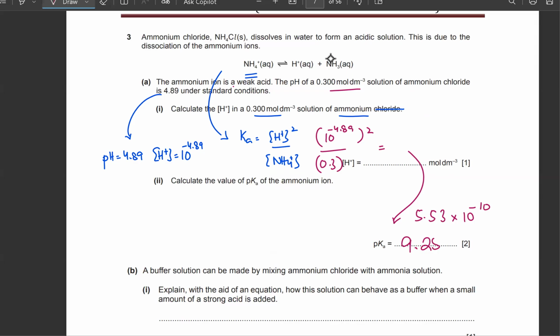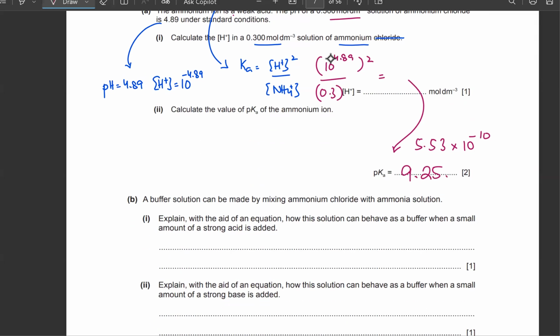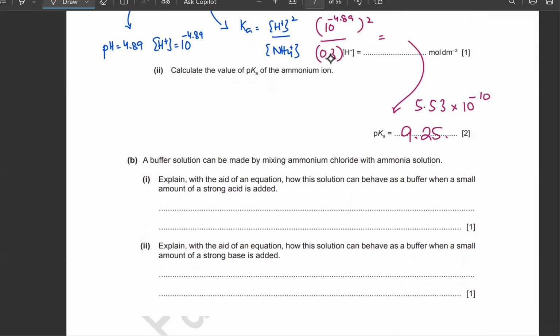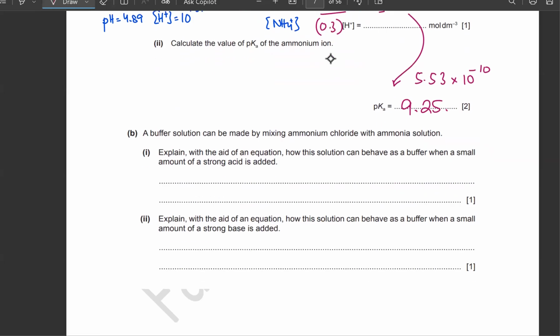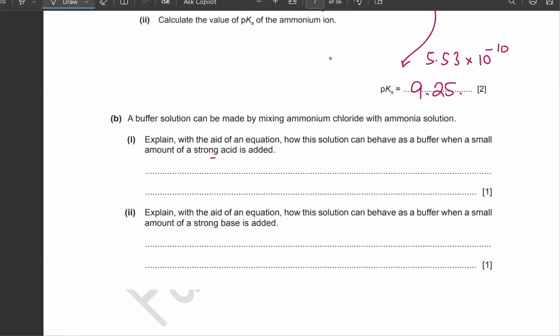So you're getting 9.25. Anyways, now he says, explain with the aid of an equation how the solution can behave as a buffer when a small amount of a strong acid is added. And the second part, if you add a strong base. Remember these equations, they're very frequently asked. So you had two things. You had ammonium ions and you had its conjugate base.